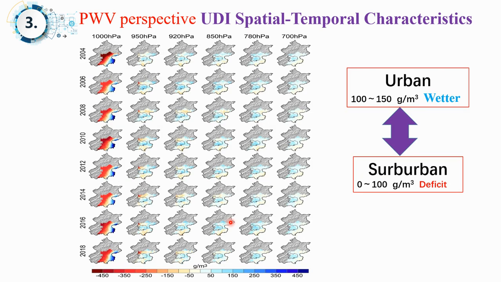In the second part, we show a vertical map of the difference of absolute humidity in every pressure layer. We found something different: in the urban air there is about 100 to 155 grams per cubic meter of water, but in the suburban it's below about 100 grams per cubic meter, a deficit. So in the upper layer, there is a water island.